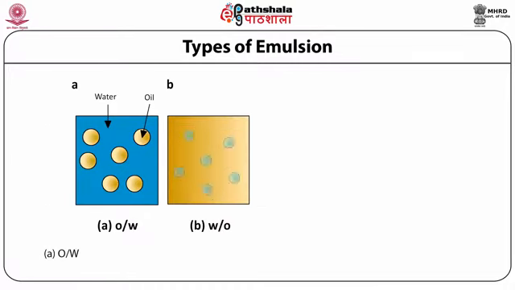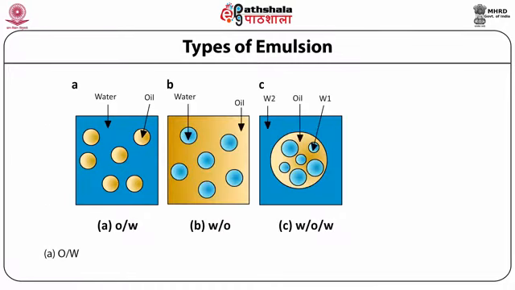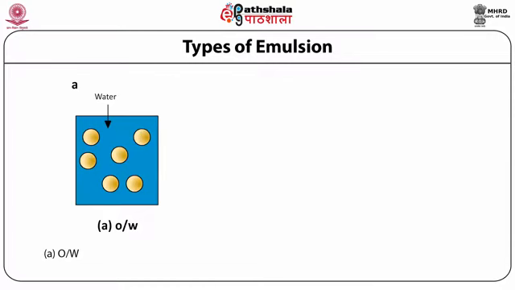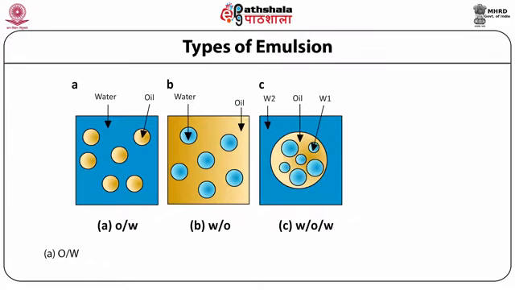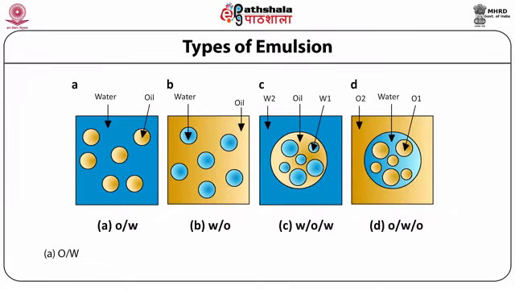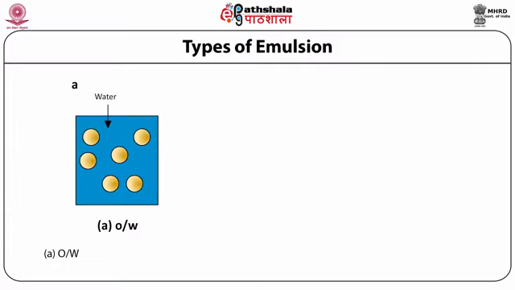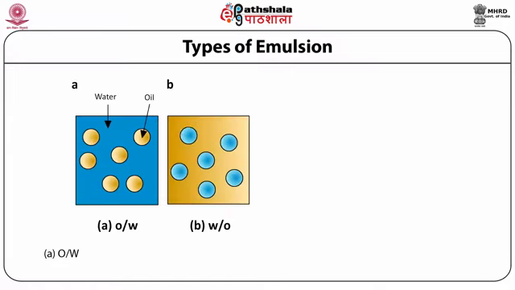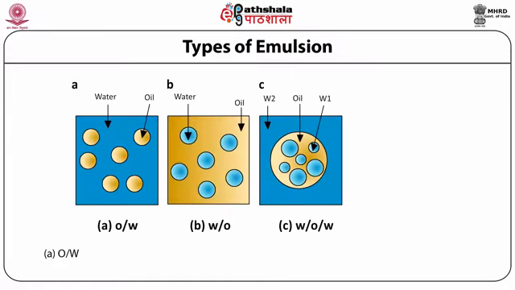In this slide, we are showing various types of emulsions. The first figure is an oil in water emulsion, in which we can easily see that oil droplets are dispersed in the water phase, and in this emulsion we are using an emulsifying agent having a high HLB value, with the polar portions outside and the non-polar portions inside the oil droplets.